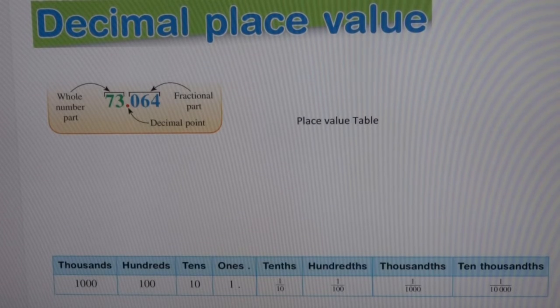So 73.064 means that we have... If I move my cursor there, that's not going to work. I'll move it up here. Now I can't see where I am.